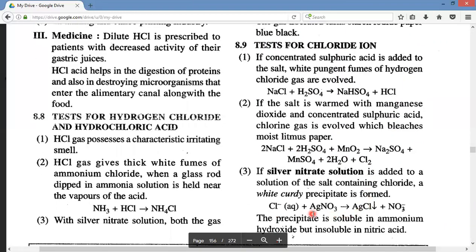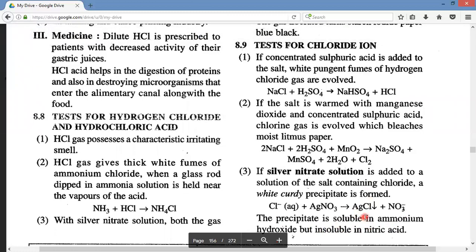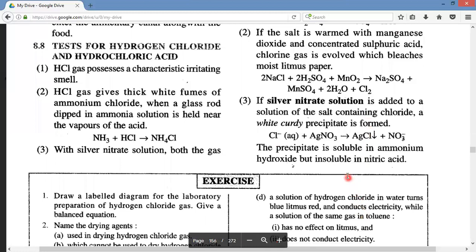When silver nitrate is treated with a chloride, then silver chloride precipitates as curdy white precipitate with nitrate, which is soluble in ammonium hydroxide but insoluble in nitric acid. That's all for the chapter. By this, your chapter is finished.